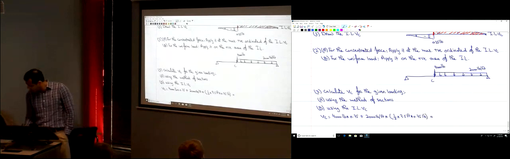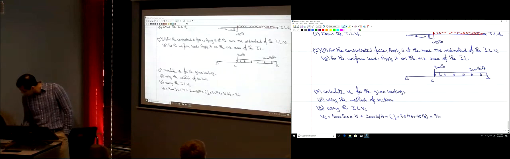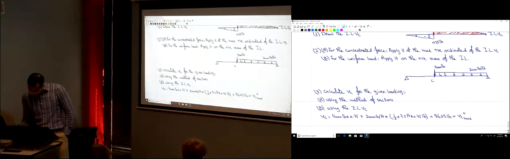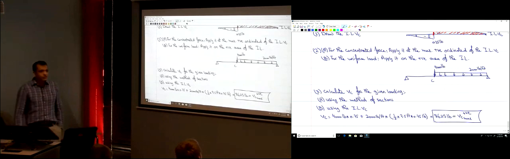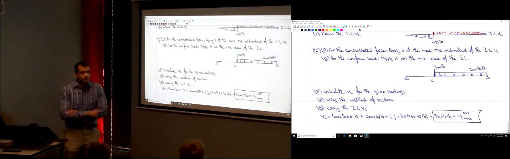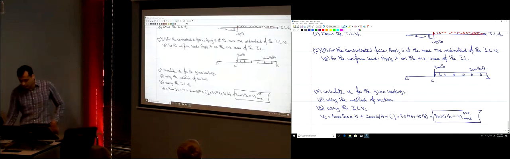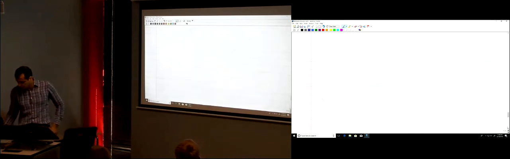Just add them together. VC is 86.25 pounds. What's this? That's VC maximum positive. Any question? Okay, great. Let's see another example here on using the influence lines.